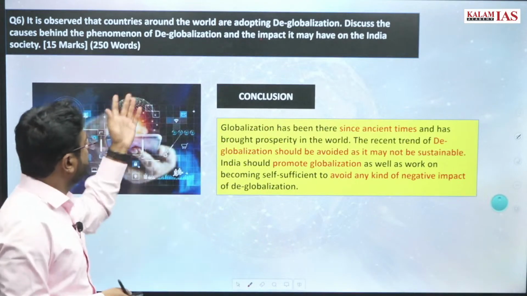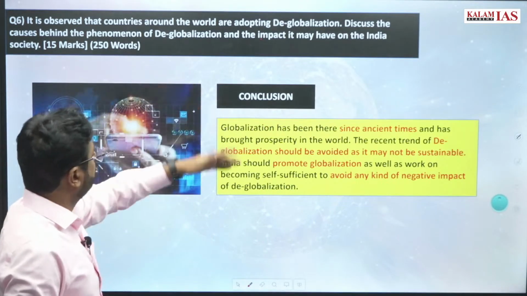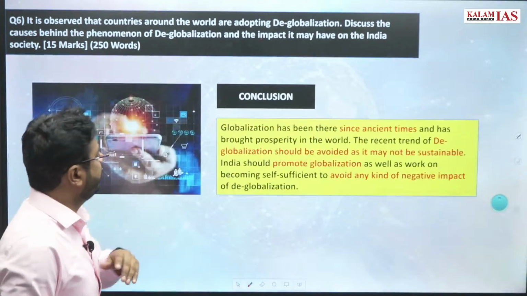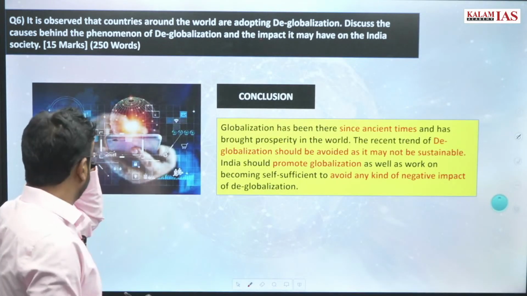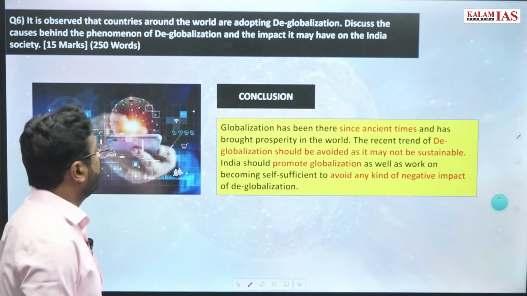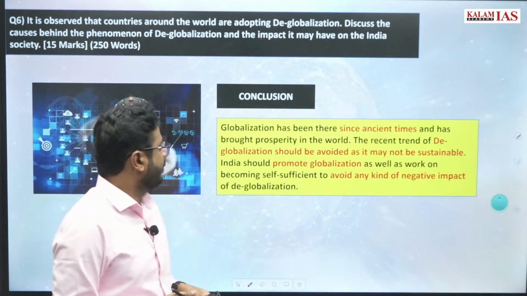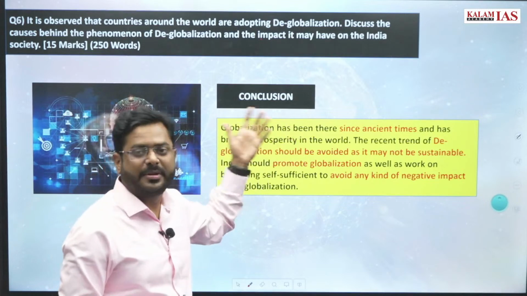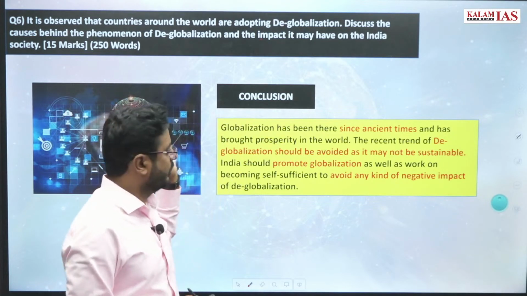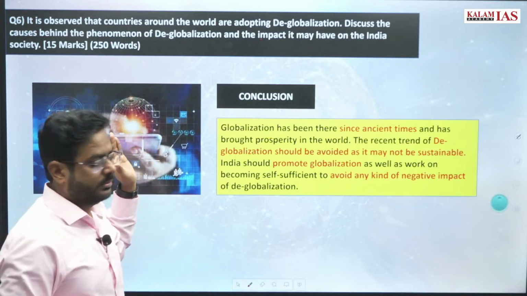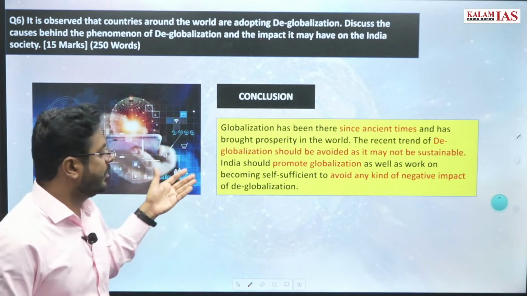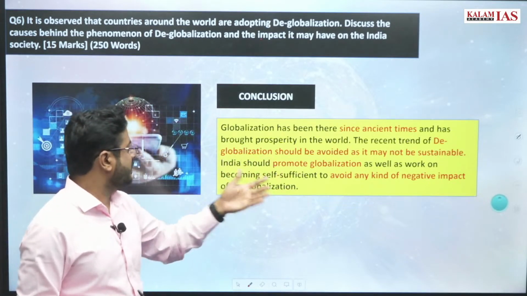So this was the part of the negative impact of the deglobalization. What can you conclude? You can conclude that globalization has been there since ancient times and has brought prosperity in the world. Globalization has always been there. The recent trend of deglobalization should be avoided, as it may not be sustained.